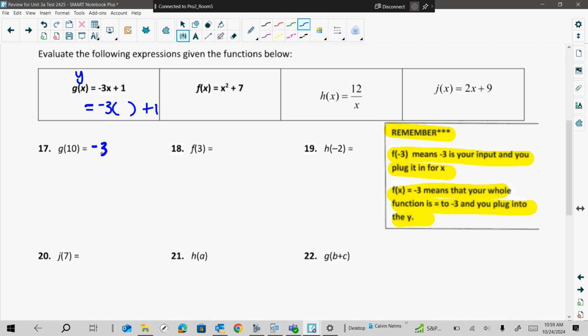So it's -3 parentheses, then +1. What am I plugging into the parentheses? What's our value of x here? What's in the parentheses? That's all you have to do: read it. This 10 represents the x. So that is what you're putting inside the parentheses, and then you can just do order of operations, or you can type this in. This would end up turning into -30 plus 1, so our answer is -29.